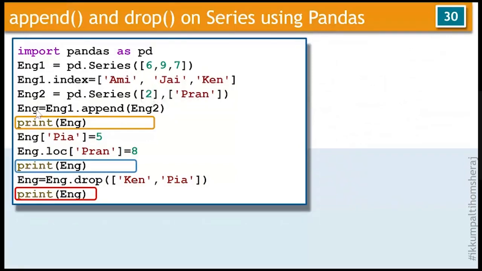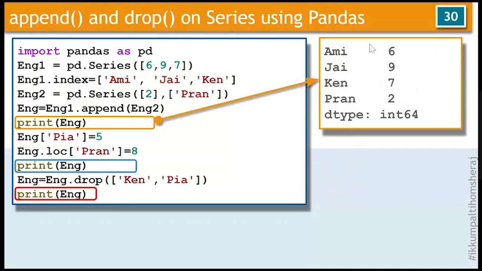So if we are appending it, it is going to be along with 6, 9, 7. So when you display, it is going to be 6, 9, 7, 2. And in the index, Ami, Jay, Ken, Kane, and Pran will be displayed. So you can notice we have created a second series in which there was one data value and one index that got appended at the bottom.